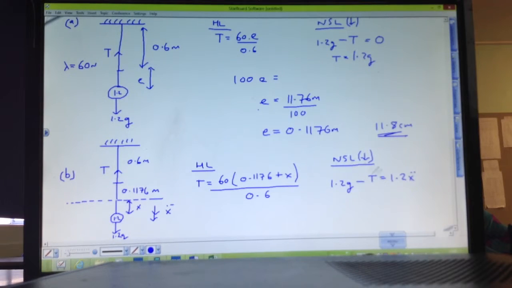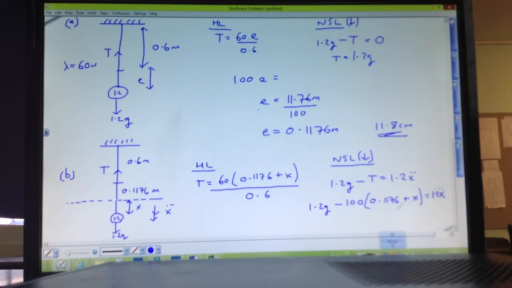Okay, now t is replaced with this. Now again, 60 divided by that is going to give you 100 on top. So, and timesing through, I end up with 1.2 g minus. In fact, I won't times through yet because that minus is going to screw things up. Just got to be careful. Always be careful if there's a minus in front of the brackets. So I've got 0.1176. I've got plus x is equal to 1.2 x dot dot.